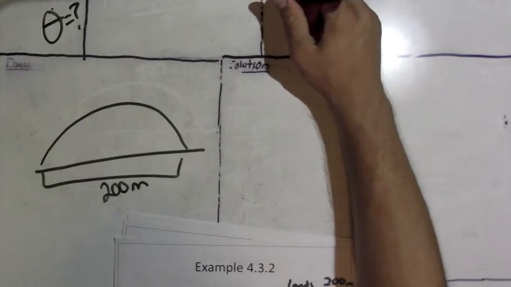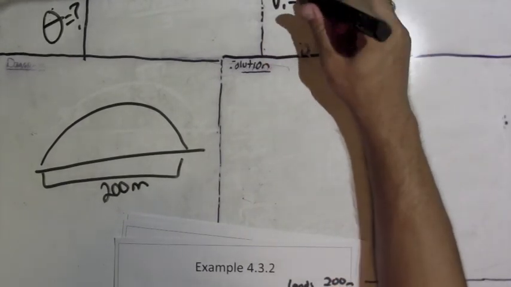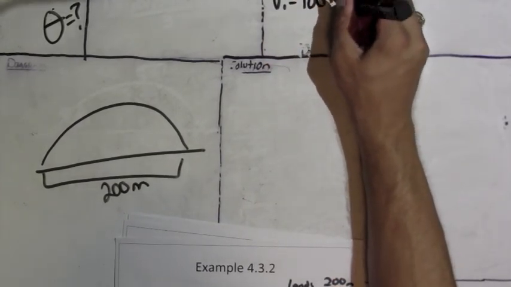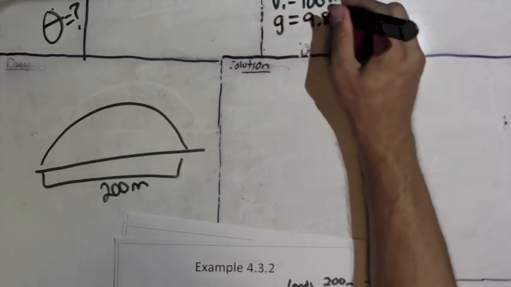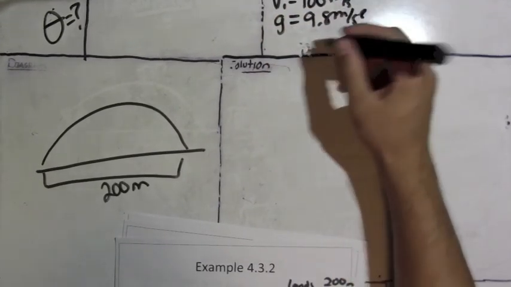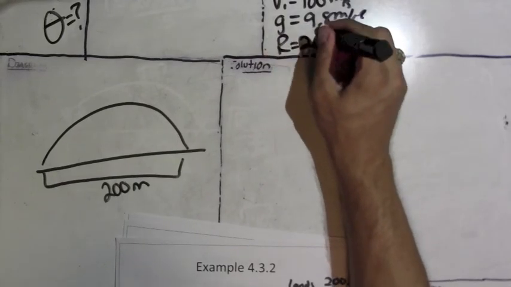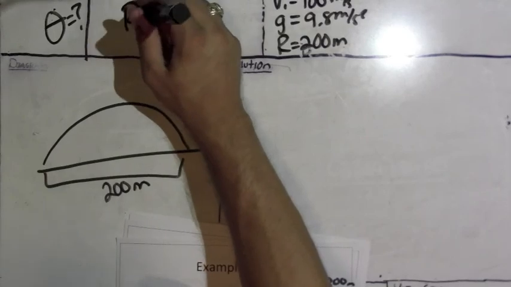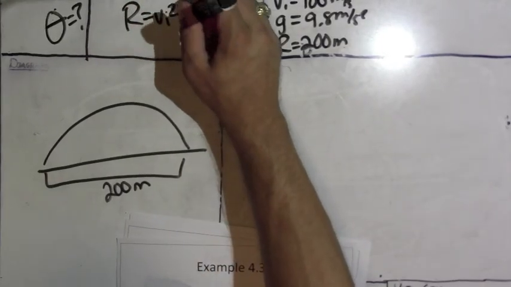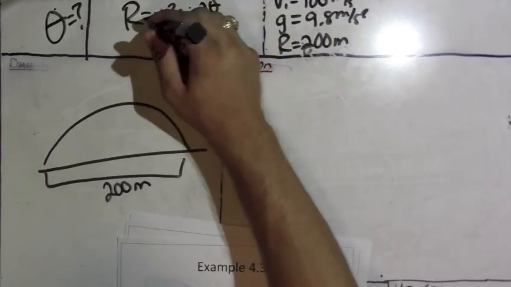We have an initial velocity that we're given as 100 meters per second. We have gravity, as always, is 9.8. And we are given the range as 200 meters. So we're going to use the formula R equals VI squared sine 2 theta over G.